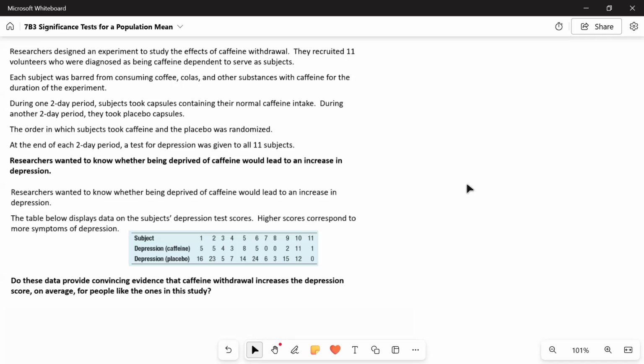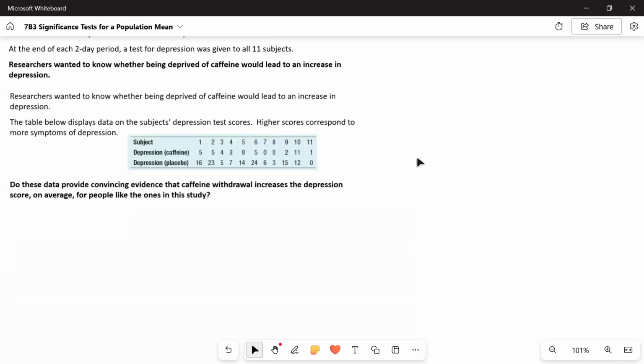And this is where randomization is incorporated. It's random assignment in the experiment. At the end of each 2-day period, a test for depression was given to all 11 subjects. Researchers wanted to know whether being deprived of caffeine would lead to an increase in depression. So the table displays the data of their depression scores. Higher scores correspond to more symptoms of depression.